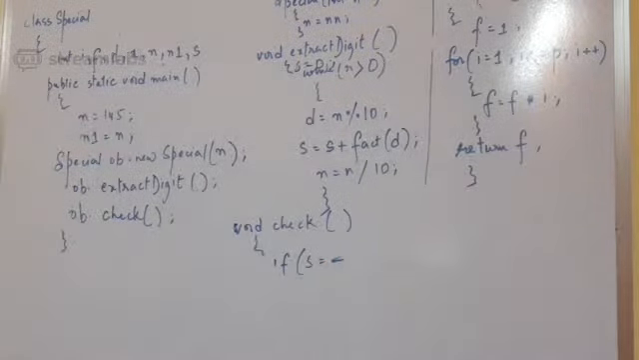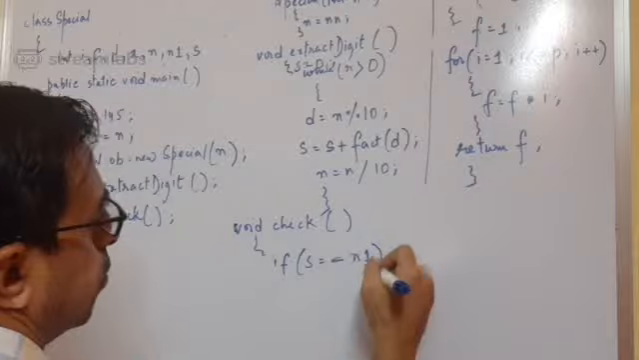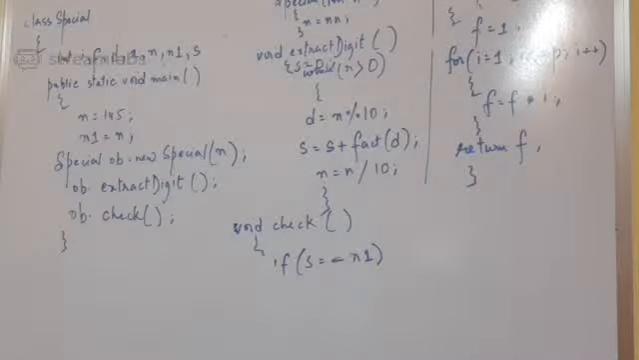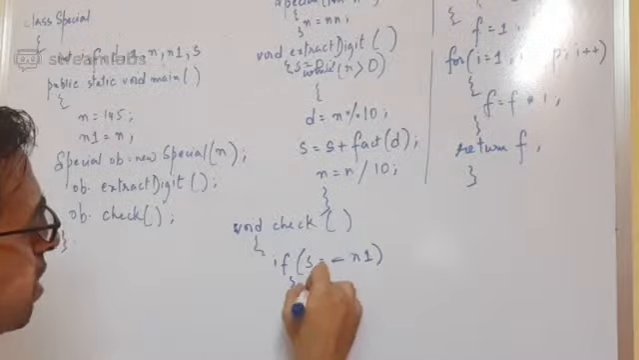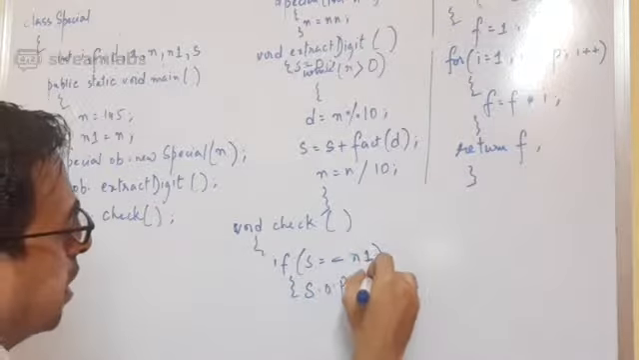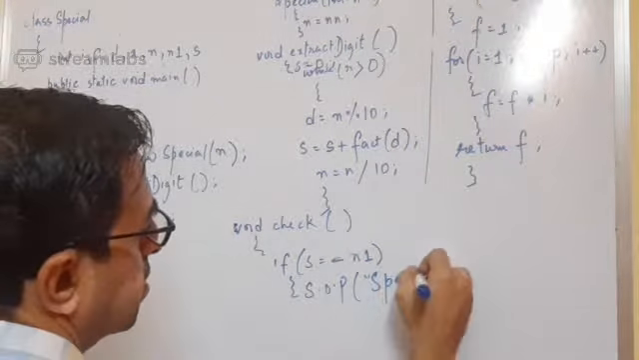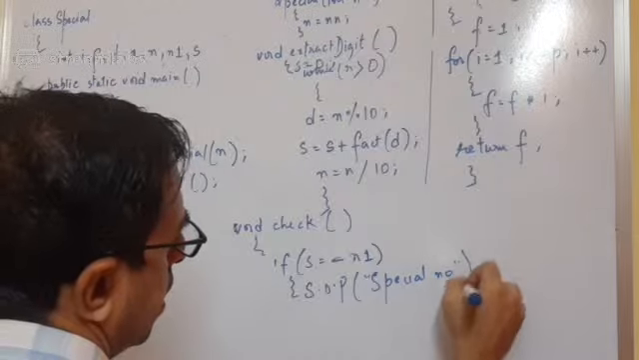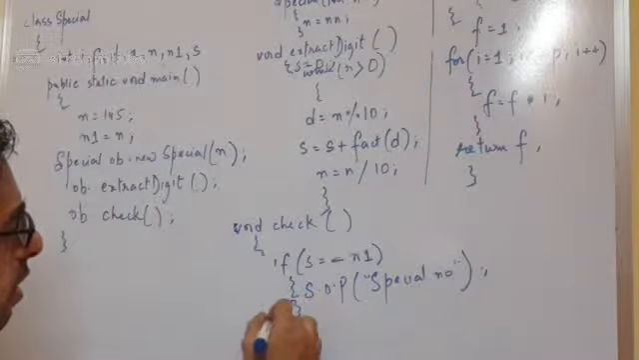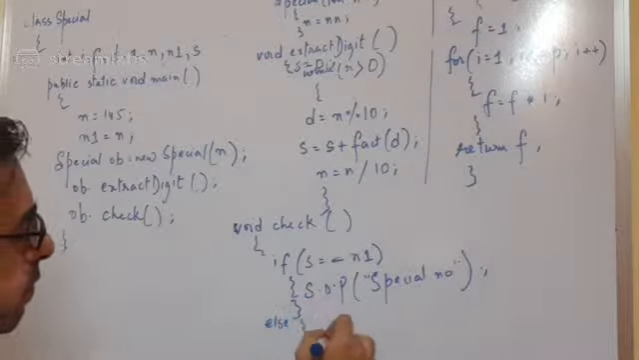Now we cannot use n, since the originality of the number is not there. So if s double equal to n1, since we already stored a duplicate copy of that variable out here, and now if s double equal to n1, we can just write here System.out.println special, or otherwise else not a special number.